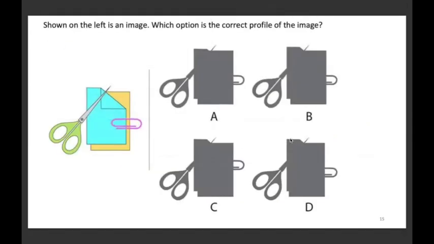Shown on the left is an image. Which option is the correct profile of this image? Okay, which of the options shows the correct profile of this image? In this case, we'll first look at it by comparing all the profiles together. When you compare all the profiles together, you'll find this clip of option C is a little bit offset.